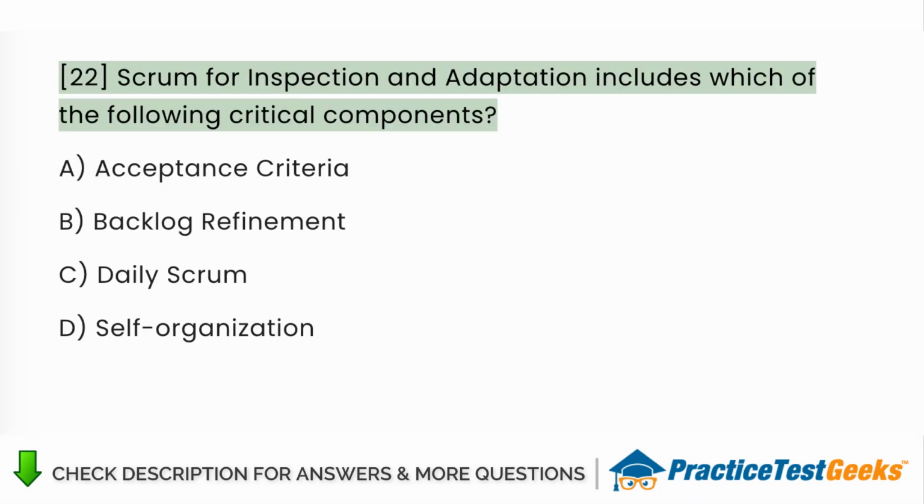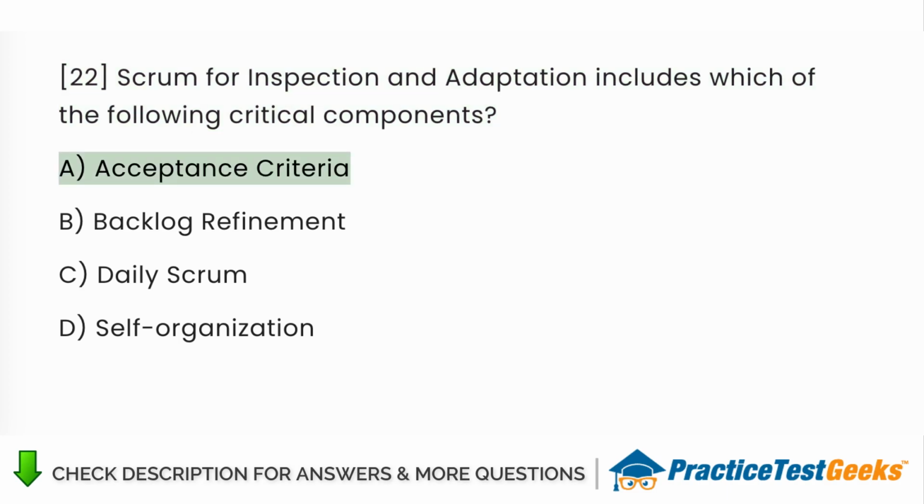Scrum for inspection and adaptation includes which of the following critical components? A. Acceptance criteria. B. Backlog refinement. C. Daily scrum. D. Self-organization.